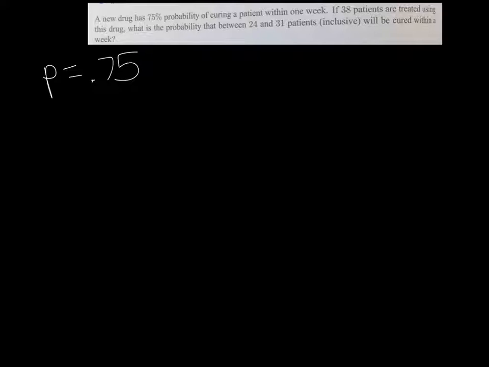Then, for a binomial to be a binomial, we need it to have a number of trials. And if we look over on the top right, 38 patients are treated. That's our number of trials. We're giving this drug to 38 people.